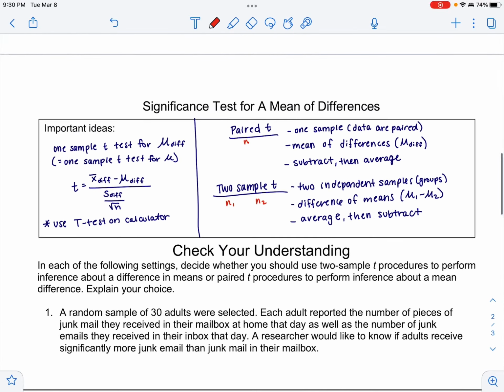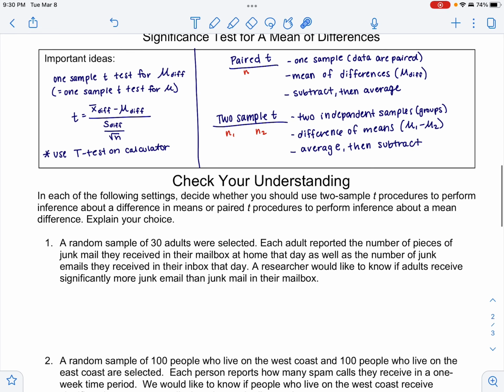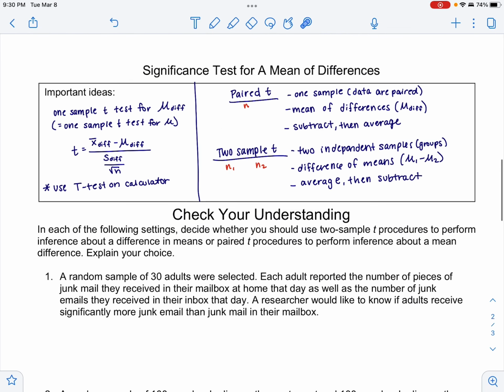So moving on to the check your understanding, these next 3 questions ask you to decide between those 2 options we just talked about together, the paired t and the 2-sample t. So reading questions 1, 2, and 3, see if you can determine what type of test it is and explain why you believe it is that type of test.